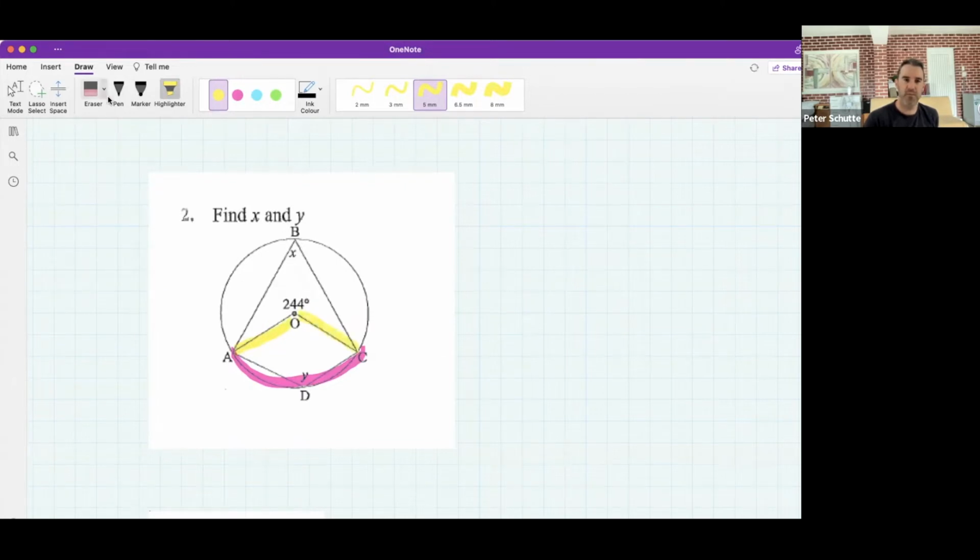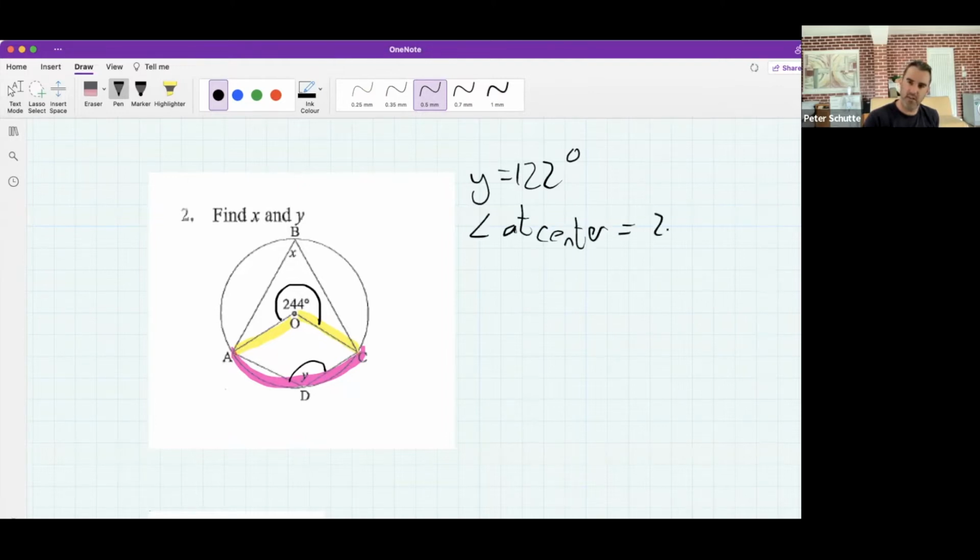The sneaky one with this question is that we focus on that one and that one. And so that's how we get Y is 122. And that's also angle at center equals twice angle at circumference. Excuse my writing, guys.